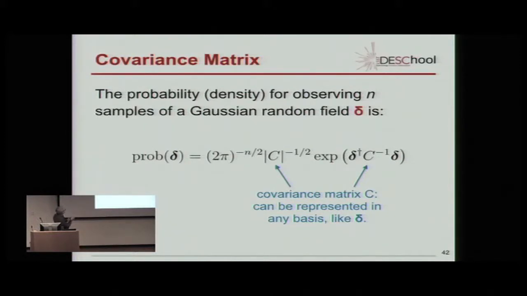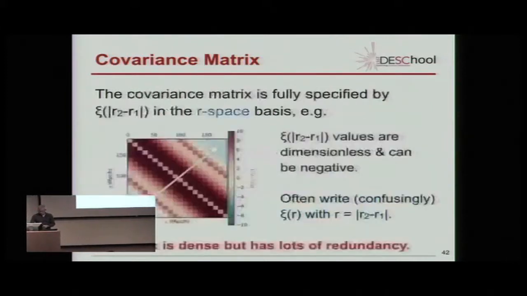So the probability density for observing n samples from a Gaussian random field is given by this equation here, which is basically, up to some normalization factor, just like a chi-squared. It's like e to the minus chi-squared over 2. There's one new ingredient here. There's our delta field, and the new ingredient is this C here. That's the covariance matrix. It's a matrix, infinite dimensional, okay? But you can represent it in any basis, just like delta.